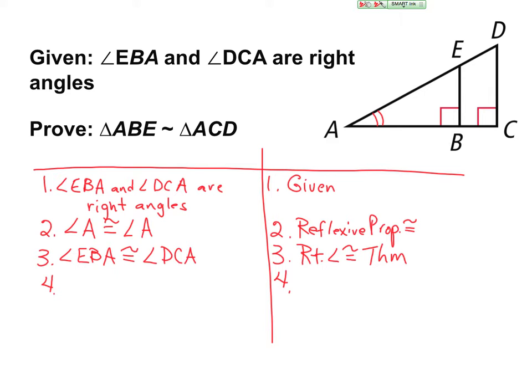Now we can say they're similar. So triangle ABE is similar to triangle ACD because of angle angle similarity. Is that theorem or postulate? I don't remember. Postulate, I think. Okay, that's all there is to that proof.